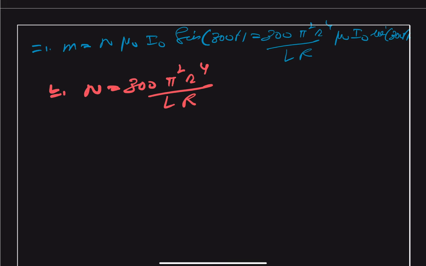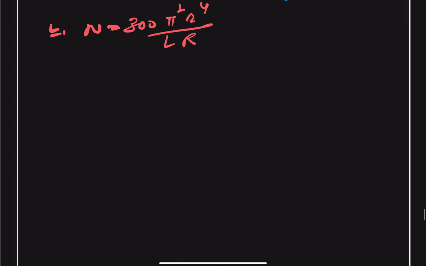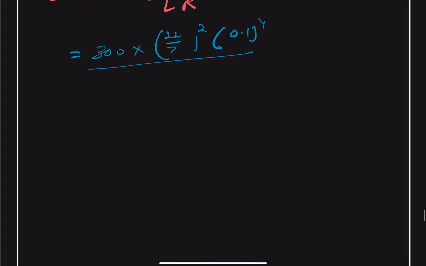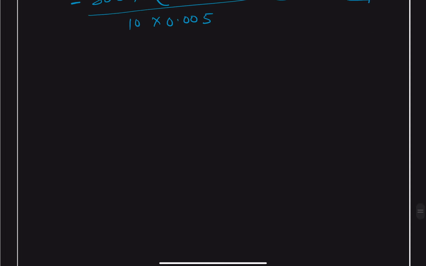And if we substitute the values, we get this will be equal to 300 multiplied by 2 by 7 whole square, radius is given as 0.1 whole raised to power 4, divided by 10 multiplied by 0.005, and this comes to 5.9 to 6, which can be approximately equal to 6. Therefore, the value of n will be equal to 6.